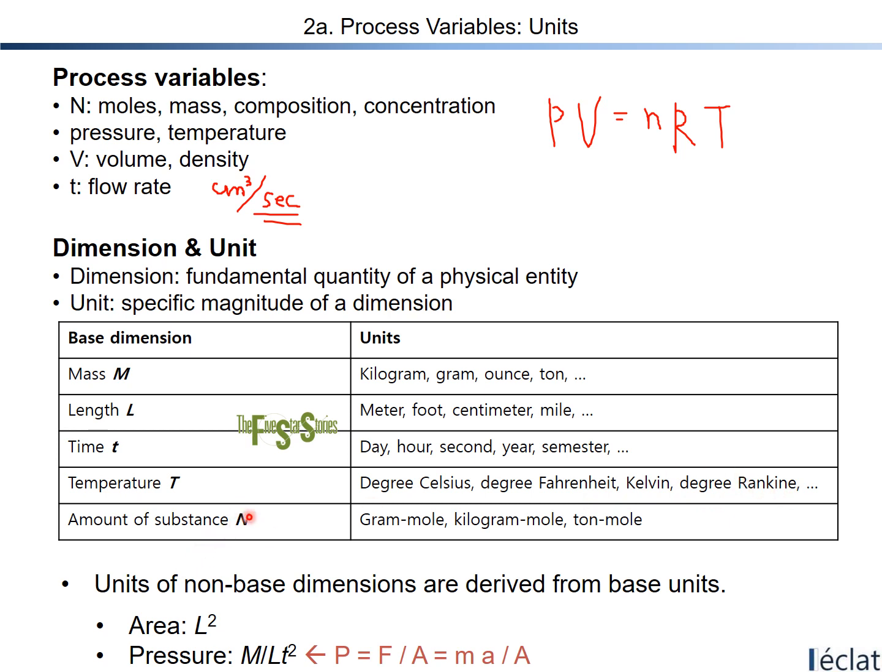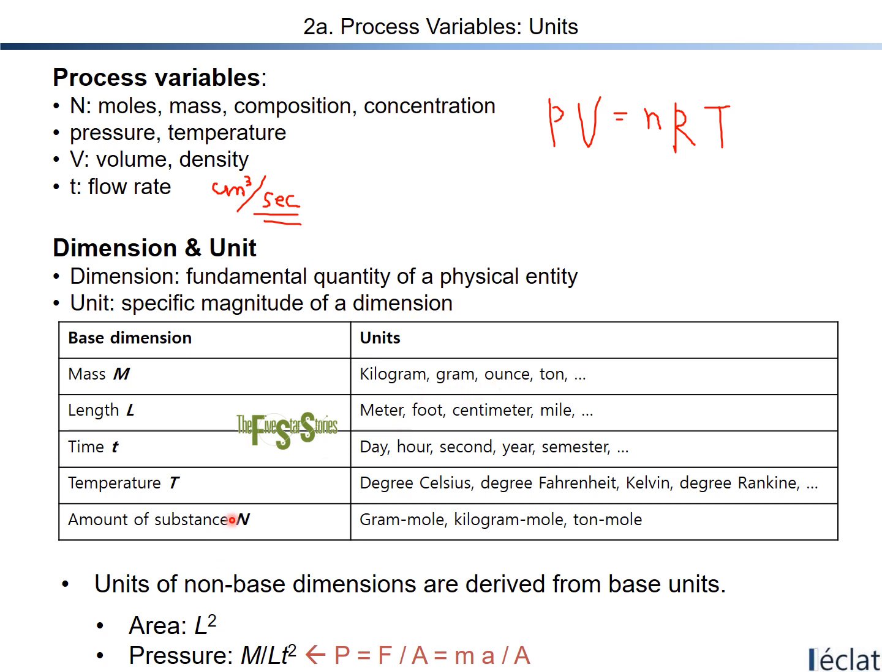Another thing is N, number. So gram mole, kilogram mole, ton mole. So we have 5 base dimensions, and each base dimension cannot describe the other dimensions. And also each dimension has various units.